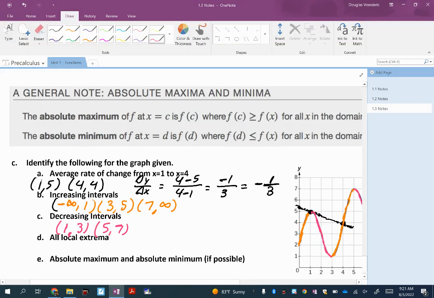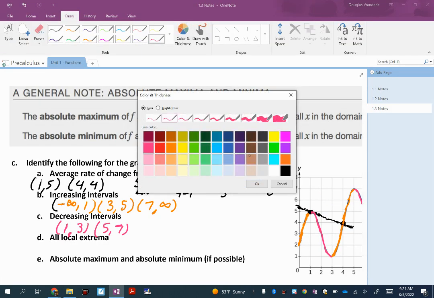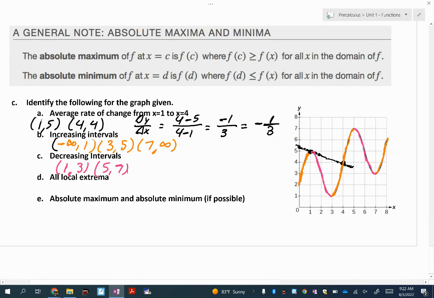Now for the local extrema, this is where, again, I'm looking at where the values or intervals change from increasing to decreasing and vice versa. So that would occur here. There's a local maximum, a local minimum, a local maximum, and a local minimum. So I've got 4 extrema.